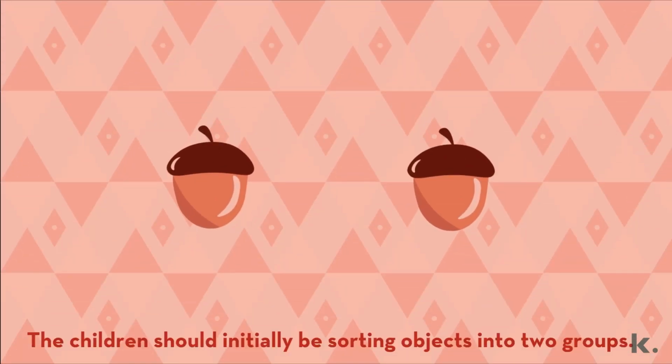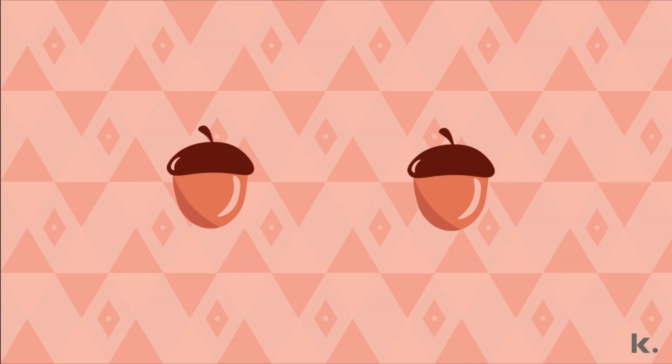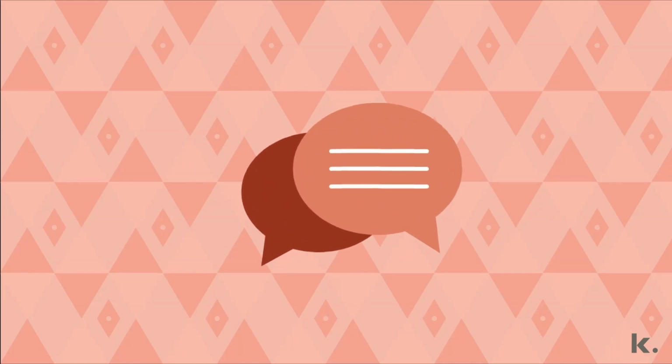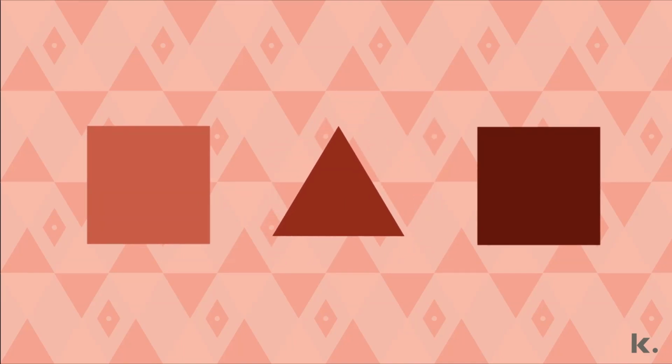The children should initially be sorting objects into 2 groups. When you are confident that the children are comfortable doing this, you can introduce a third attribute. For example, the children could sort shapes according to squares and non-squares. A third category of color could then be introduced. The children would then need to sort the shapes into squares, non-squares, and red squares.